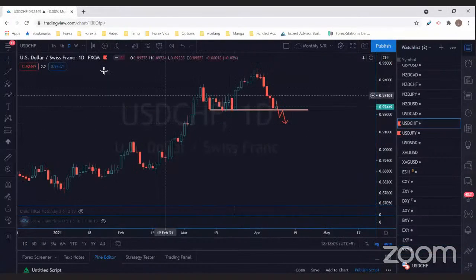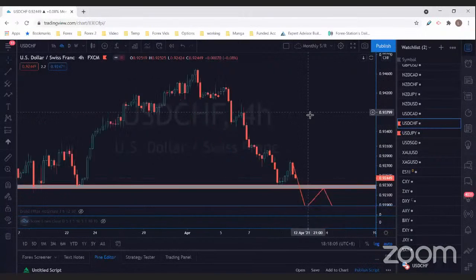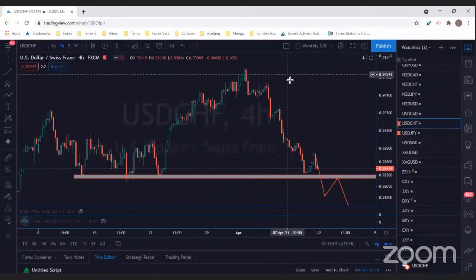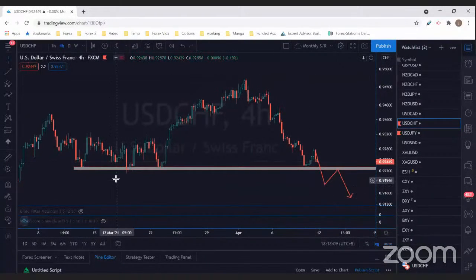Now, as for the setup for this week, let me have a look at dollar Swiss, the 4-hour chart. On the 4-hour chart, dollar Swiss for me is a downtrend already. Now price has reached a strong horizontal level. I'm simply waiting for price to break, retest, and I prepare to go short.